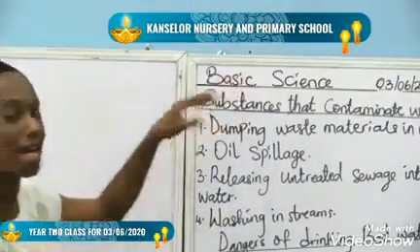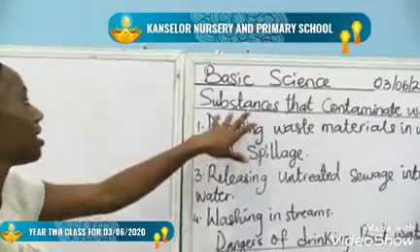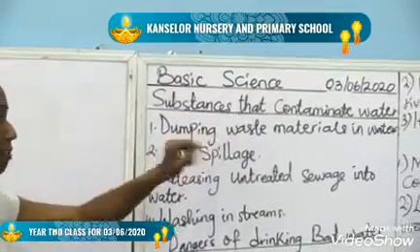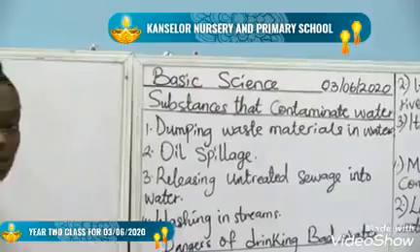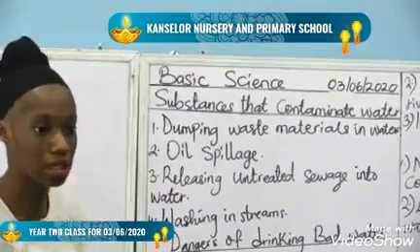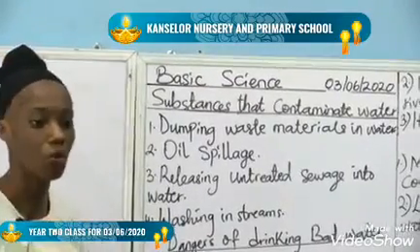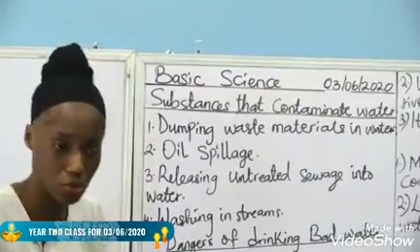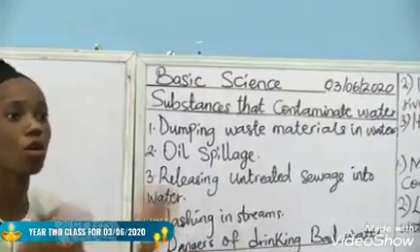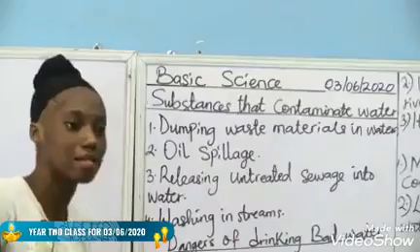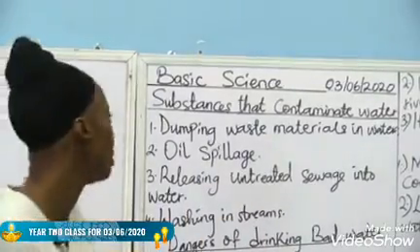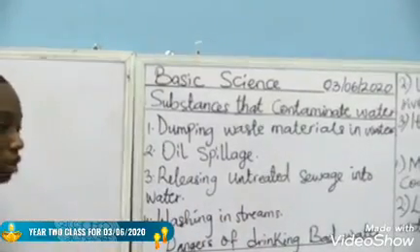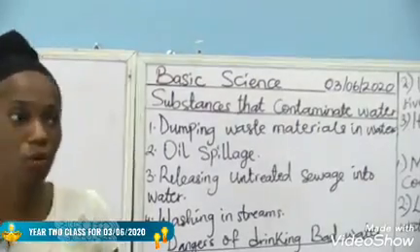We are doing basic science and our topic is substances that contaminate water. Last week we did water. We did the good qualities and the bad qualities of water. We did what is water. Now what is water? We said that water is a colorless, tasteless and odorless liquid. And we know the good qualities of water, we know the bad qualities of water.